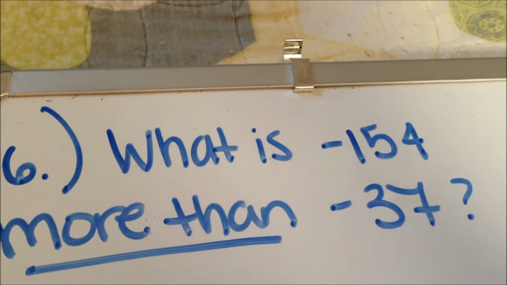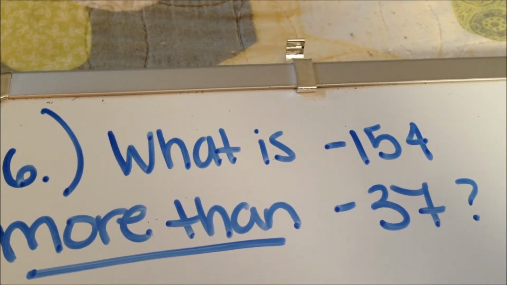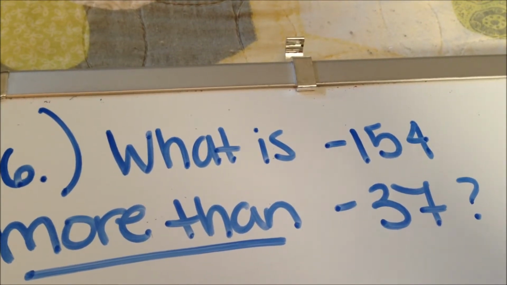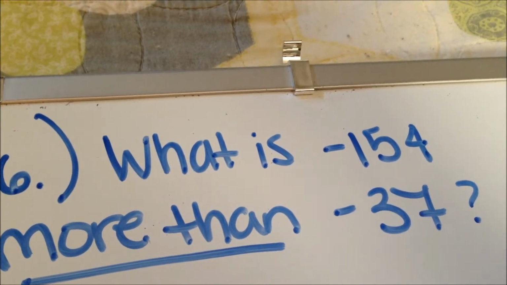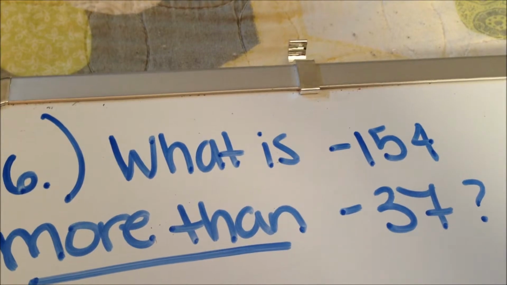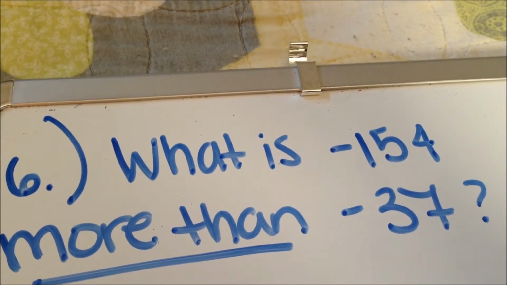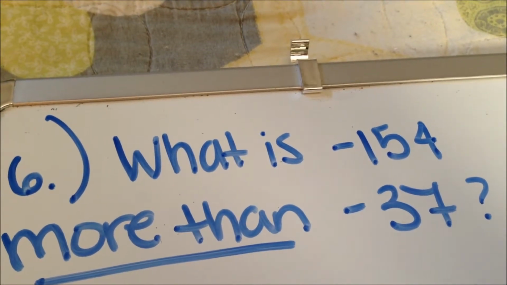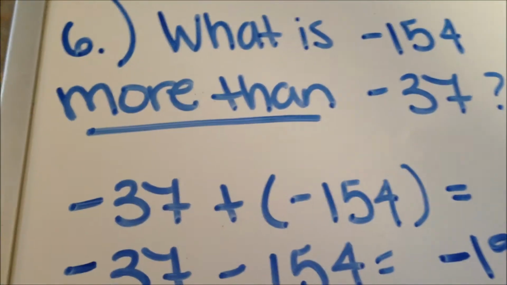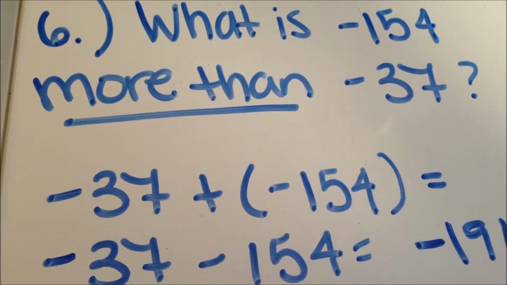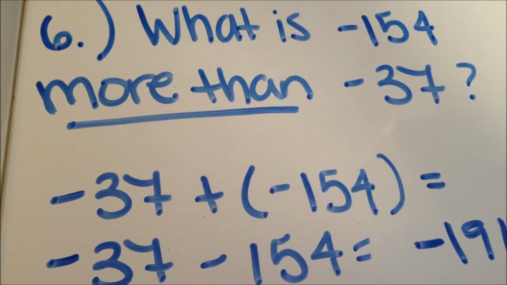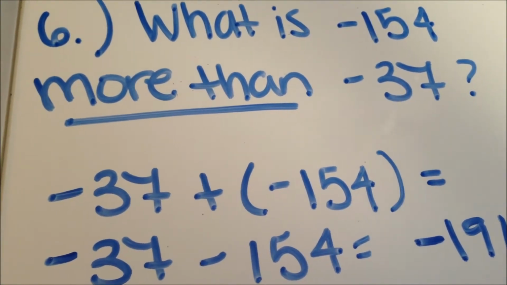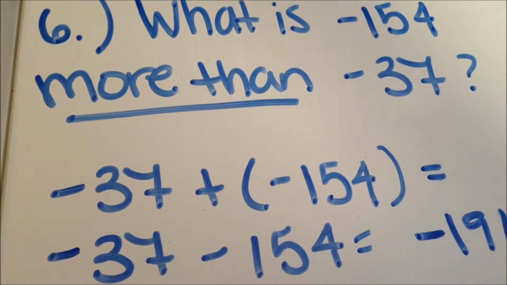Number 6, what is -154 more than -37? More than means to add, and be careful with the order in which you write the addition. This isn't as important as the less than phrase, but it's also a good thing to follow. So remember, when you see more than or less than, you basically switch the order of the numbers as you see them in the question. So we're going to have -37 plus -154.